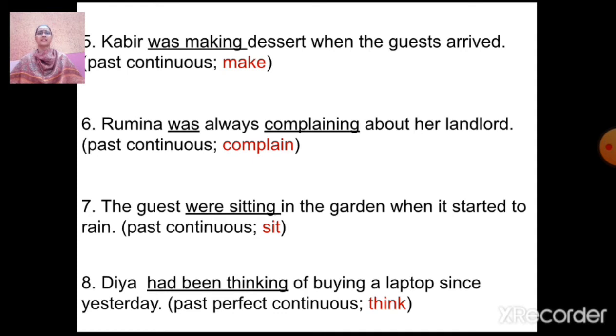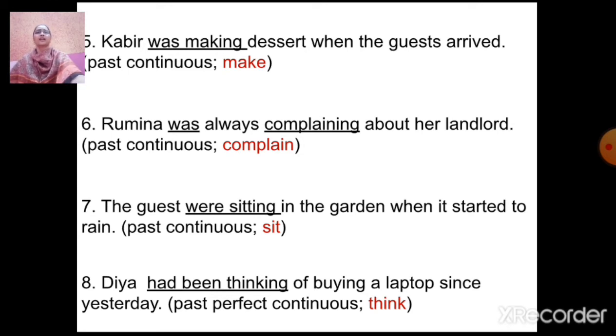Then the next is Dia dash of buying a laptop since yesterday. Now we need to complete the sentence with past perfect continuous and the verb given is think. So just follow the formula. The formula for past perfect continuous is had plus been plus ing form of verb. So the answer will be Dia had been thinking of buying a laptop since yesterday.